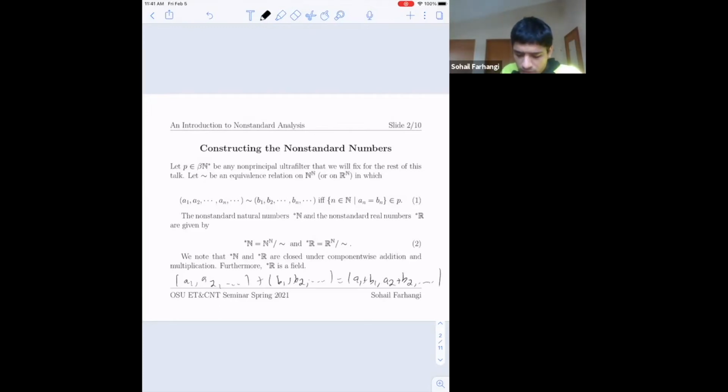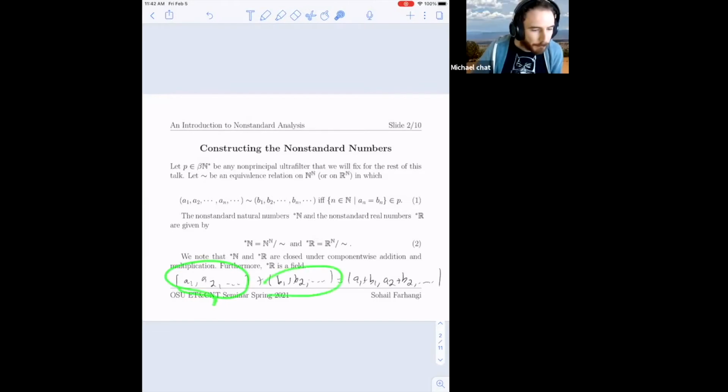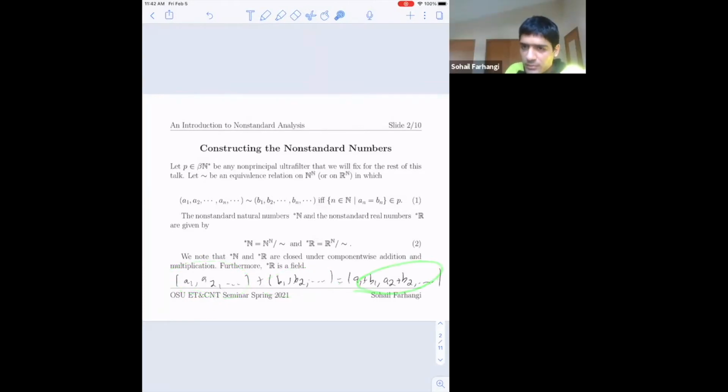I see. So your question would be, if we were to change this representative and this representative, would it still fall in the same equivalence class? I guess, yeah, the fact that addition and multiplication are well defined does also rely on the fact that we're using an ultrafilter and not just a filter.